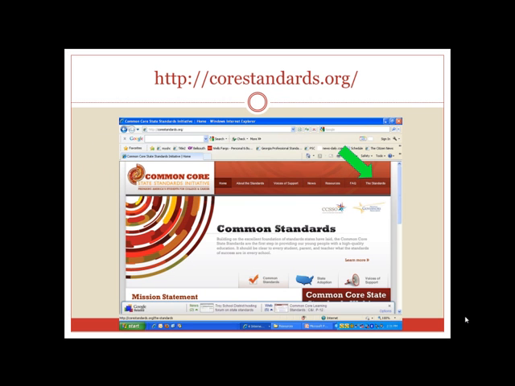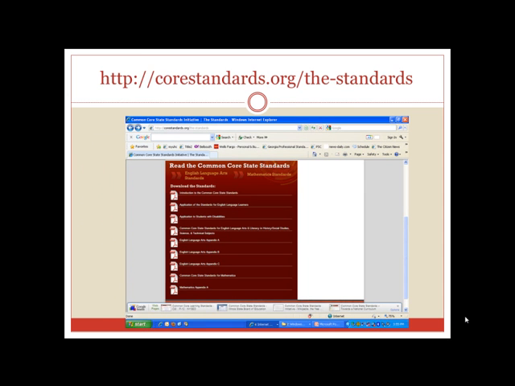You will find the Common Core state standards at this website. Then you would click the standards. Take the time to explore the links on this page. You will find the K-12 Common Core state standards for math and English language arts. You will also find information for working with English language learners and students with disabilities. Make sure you explore the teaching of English language arts in history, social studies, science, and technical subjects.